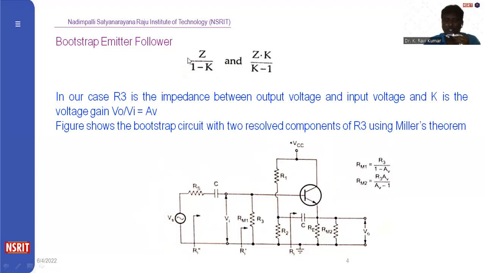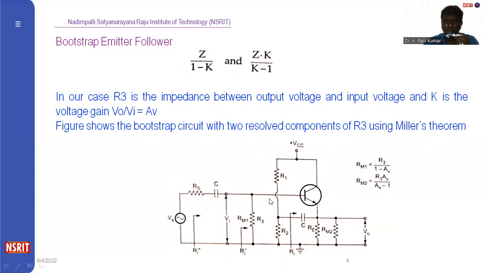Like that, the same principle we are using in the Bootstrap emitter follower. Right? In our case, R3 is the impedance between the output voltage and the input voltage, and K is the voltage gain, and this K can be replaced with AV. AV is equal to V0 by Vi. The bootstrap circuit with the two resolved components of R3 using Miller's theorem is shown, the two components being RM1 and RM2. RM1 is the input side resistance of R3. RM2 is the output side resistance of R3, the equivalent Miller's resistance of R3. So the previous circuit can be redrawn like this.